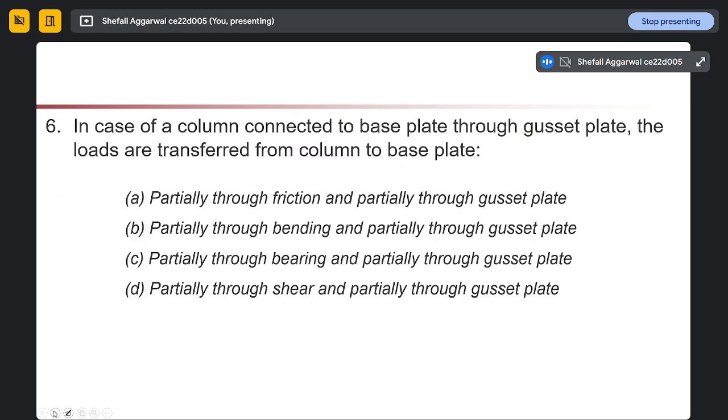So going to the next question. In case of a column connected to the base plate through gusset plate, the loads are transferred from column to base plate: partially through friction and partially through gusset plate, partially through bending and partially through gusset plate, partially through bearing and partially through gusset plate, or partially through shear and partially through gusset plate. So this we have seen in the theory itself. When we are providing gusset plate, the load is transferred partially through the bearing and partially through the gusset plate.